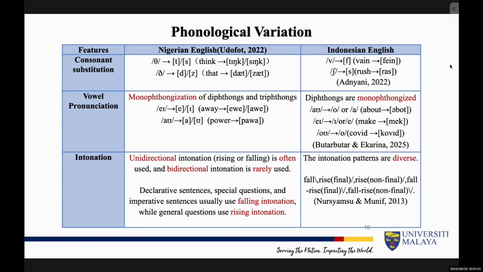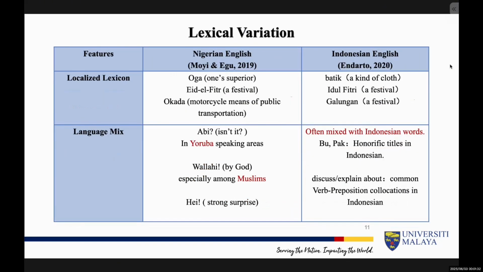So next is lexical variation. There are 2 features. The first one is localized lexicon. As you can see from here, in Nigerian English and Indonesian English, there are many vocabulary items and lexicons which are a reflection of the native cultures. And second is language mixing. There are some words and phrases which will be mixed with the native languages.